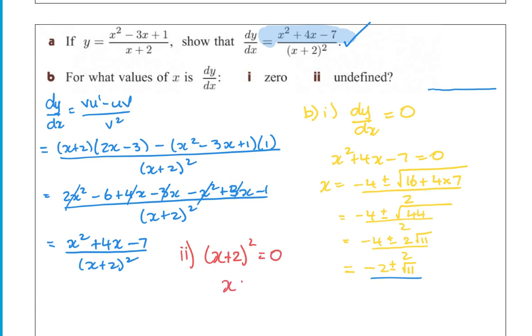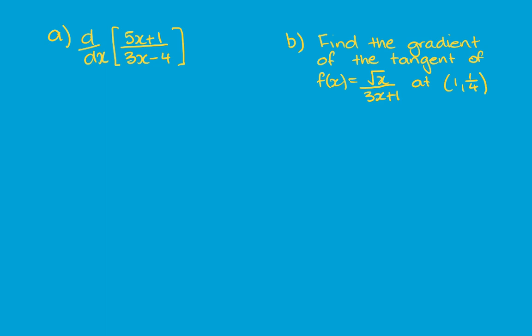Okay, now where is it undefined? It's undefined when the denominator equals 0, where x equals -2. In other words, it's going to be a vertical line when x equals -2. Okay, so here are 2 examples that I want you to do. Turn the video off, do them, come back and check.